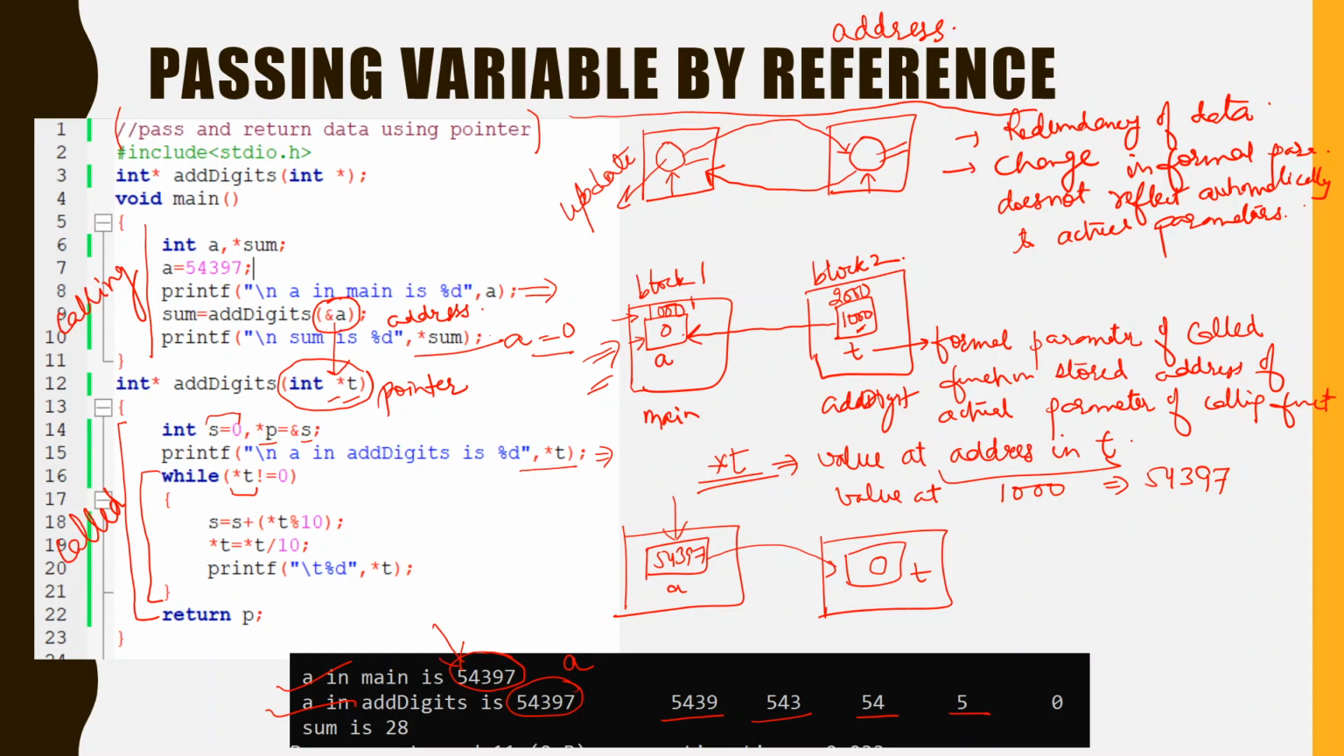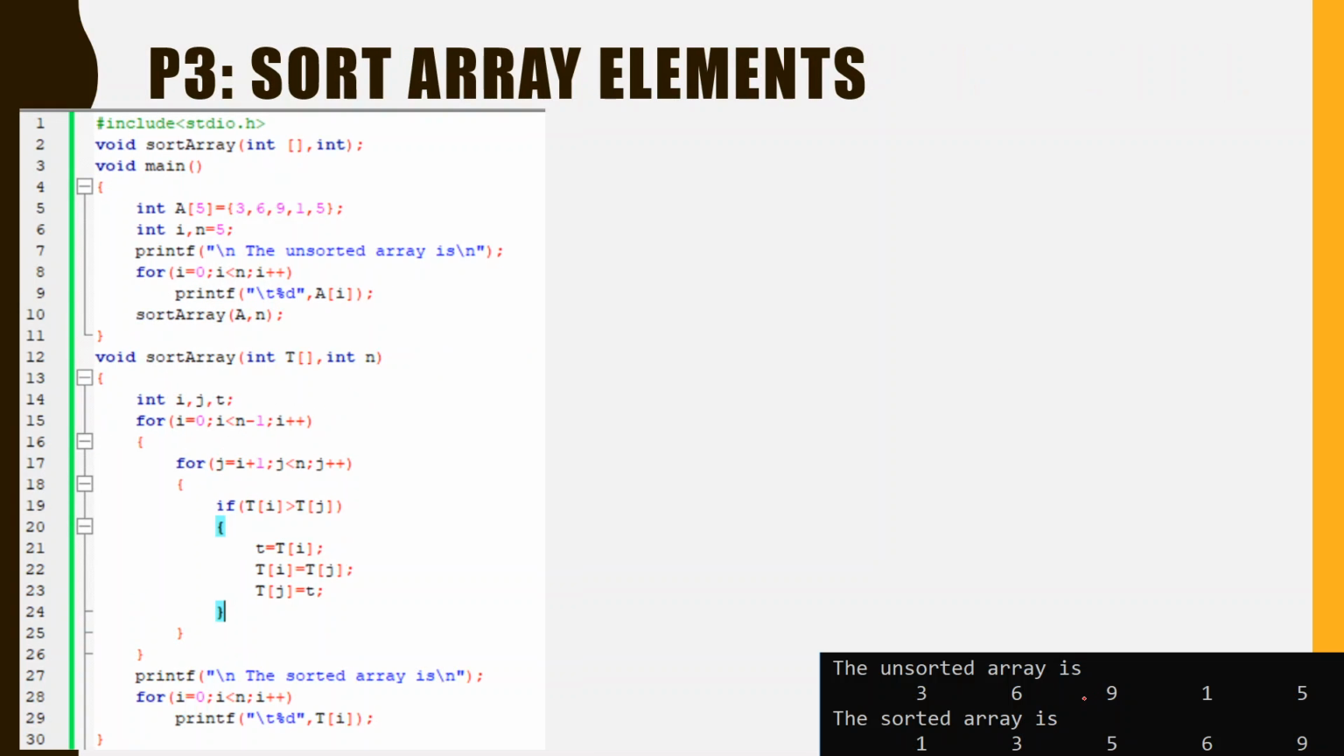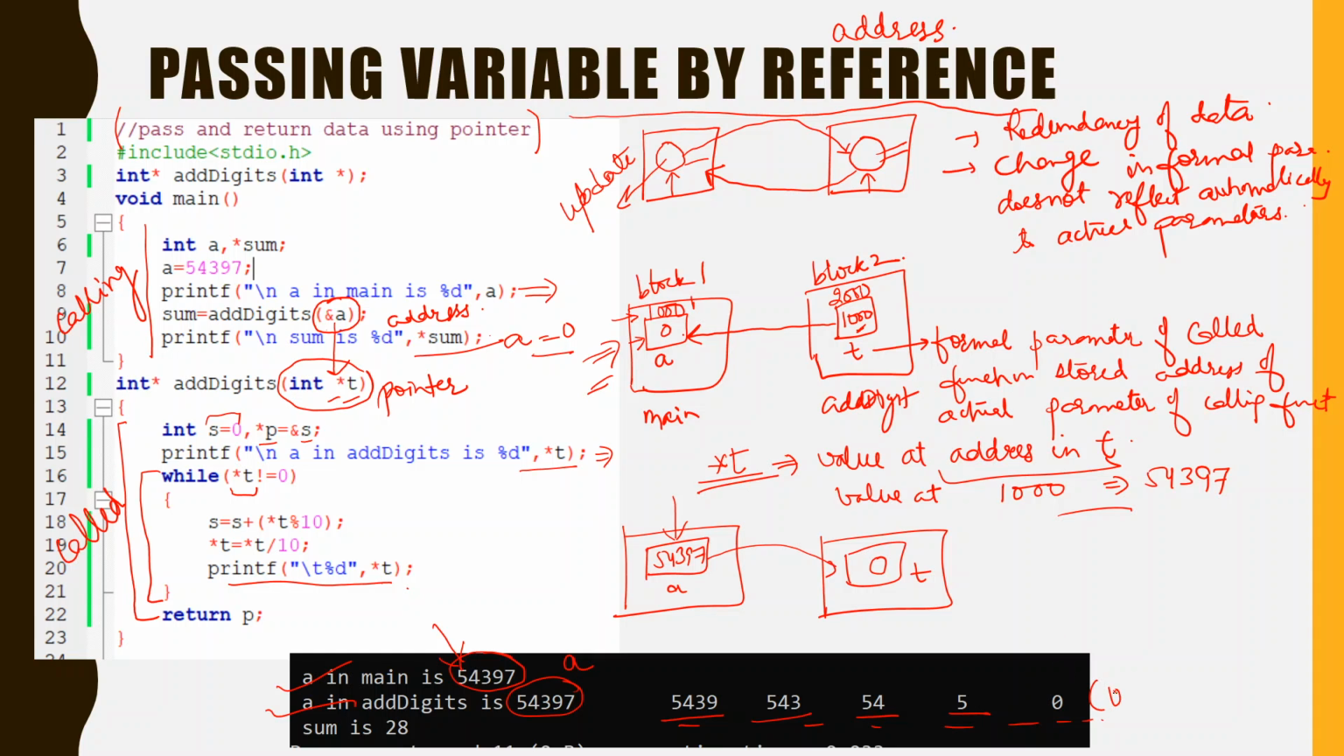Now let us see what happens with this. Every time we print this percent t, we are actually printing the value at address 1000, and this value at address 1000 is changing regularly. These are all the changing values at address 1000. Now the sum is in the variable s, and we are returning this p.